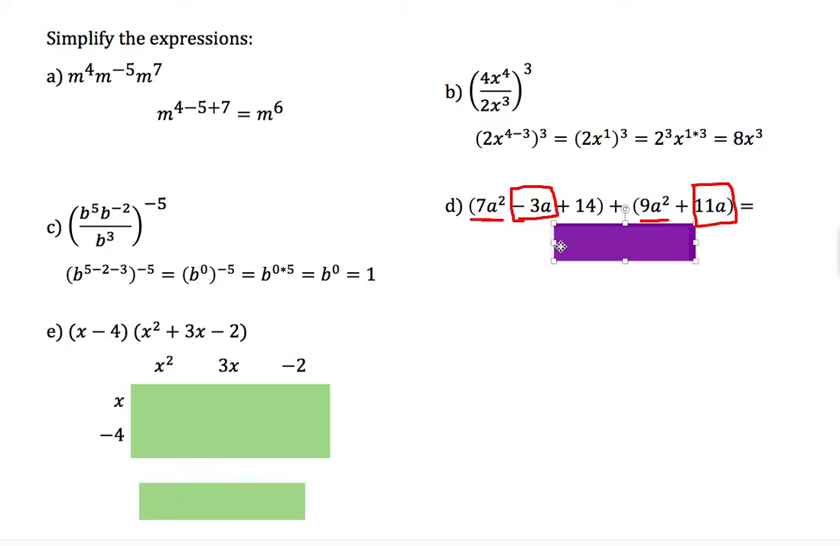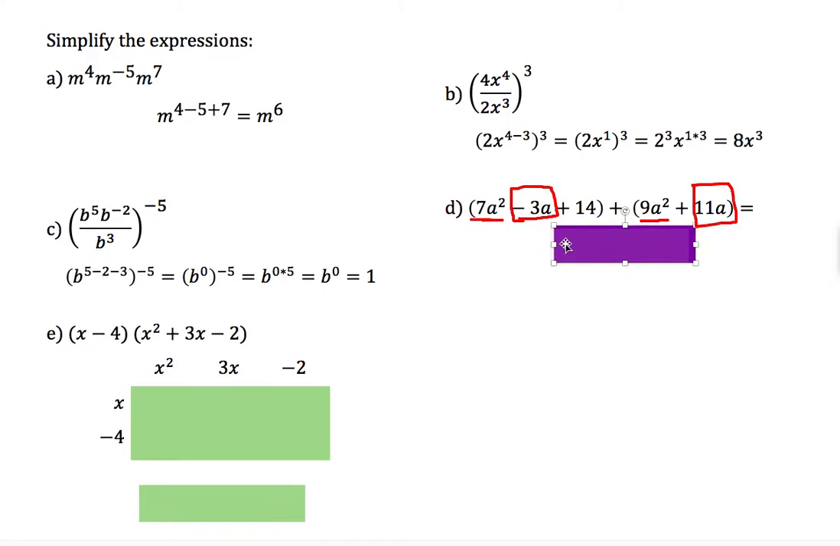So we end up with 9 times a squared plus, because we're adding, 7 times a squared. So in this case, you're just going to add the coefficients. You never add the exponents when you're adding terms. We're adding the coefficients. So 7 plus 9 gives us 16a squared. And then the negative 3 plus 11a is going to be positive 8a. And then the positive 14 at the end is just going to stay there.